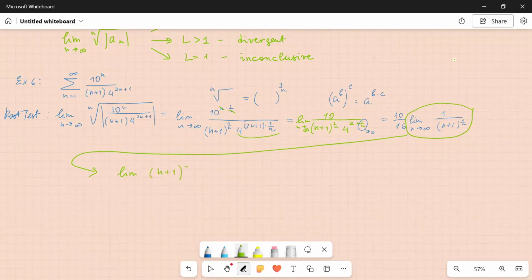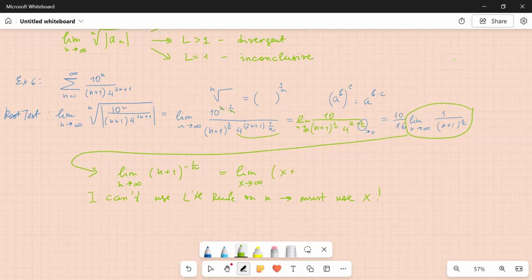You know, guys, or let's do it like this. (n+1) to the power of negative 1 over n. I brought it into the numerator. I don't want to deal with the denominator right now. So guys, I move it to x, because I cannot use L'Hopital's rule on n. I must use x. Okay, limit as x approaches infinity, (1 plus x) to the power of negative 1 over x.